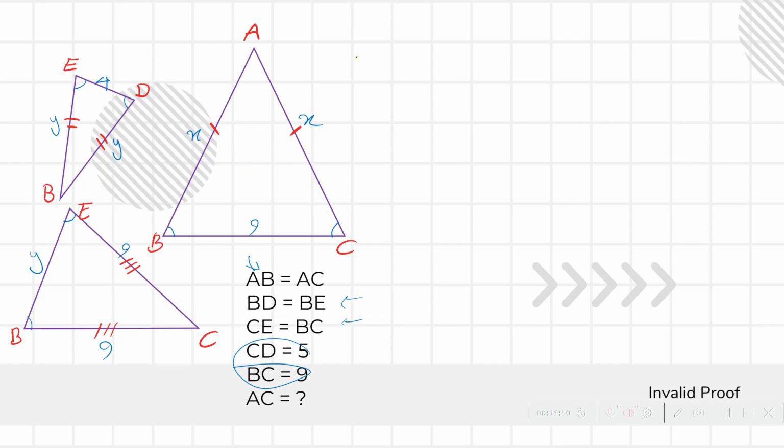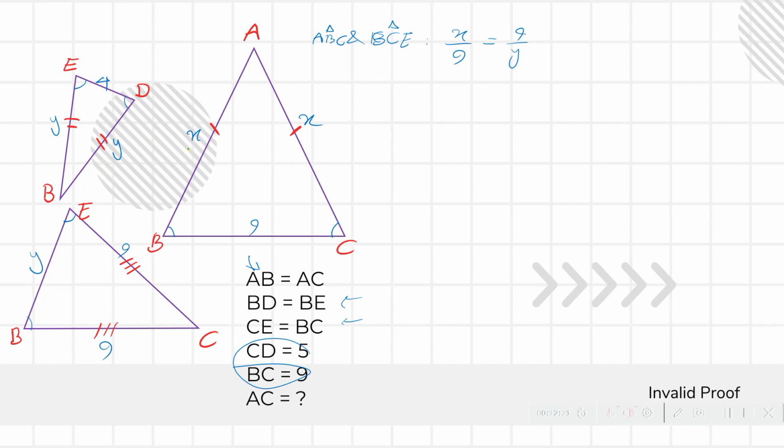So for ABC triangle and, let's say BCE, the big one and the middle one. For here, we can write down x on 9 equals 9 to y. See, x to 9 and this 9 to this y. So that's one.